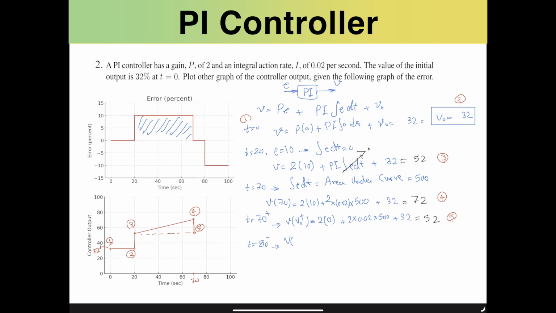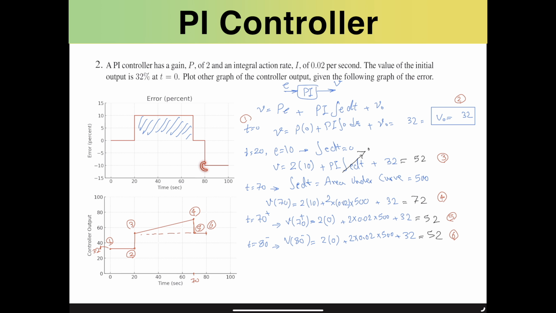So at t equals, let me correct this, at t equals 80 minus, we still have error 0, we still have the same area under the curve as the integration, and the same initial value, which takes us to the same output of 52. So that is our 6th point. So essentially, all the way from here to 80 is going to be the same value of 52. So this is our 6th point.